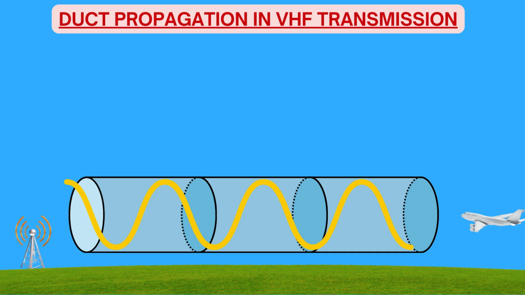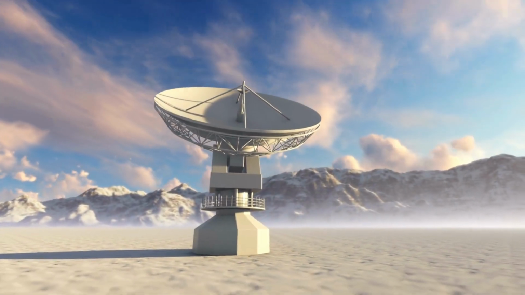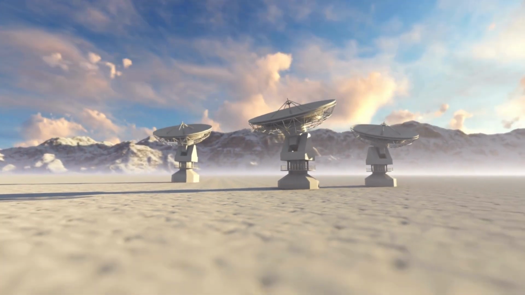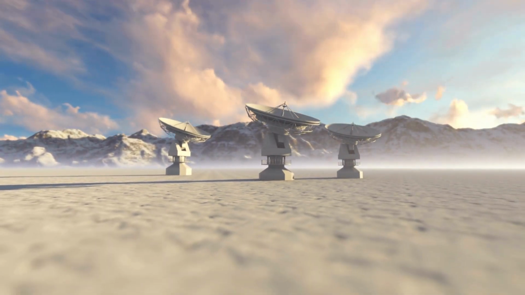Duct propagation in VHF. Duct propagation in VHF is similar to or akin to multi-hop refraction of HF in sky waves. VHF signal sometimes can get trapped in an atmospheric duct and keep getting internally reflected multiple times, and it can achieve extremely long ranges. So hope this video has made you understand ionization layer, sky waves, critical angle, skip distance, dead space and HF transmission.